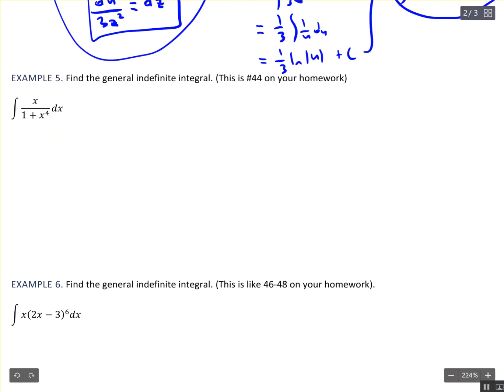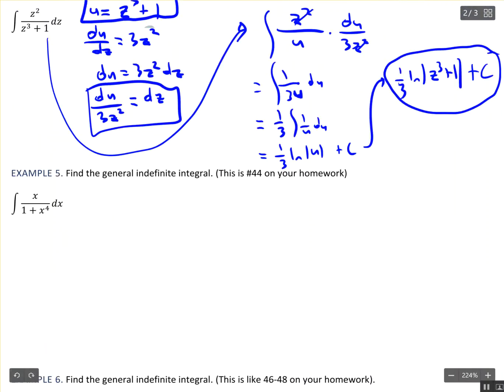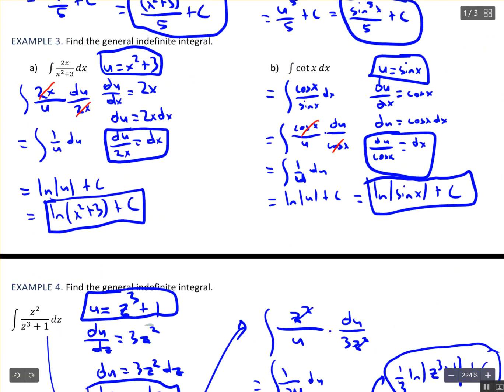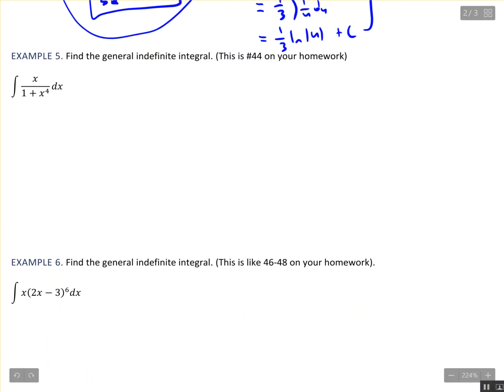All right, so the last two are trickier. Now again, I'm not saying the ones before are easy, but as far as a u-substitution, they're pretty straightforward. These ones get to the point where they're not quite as straightforward.